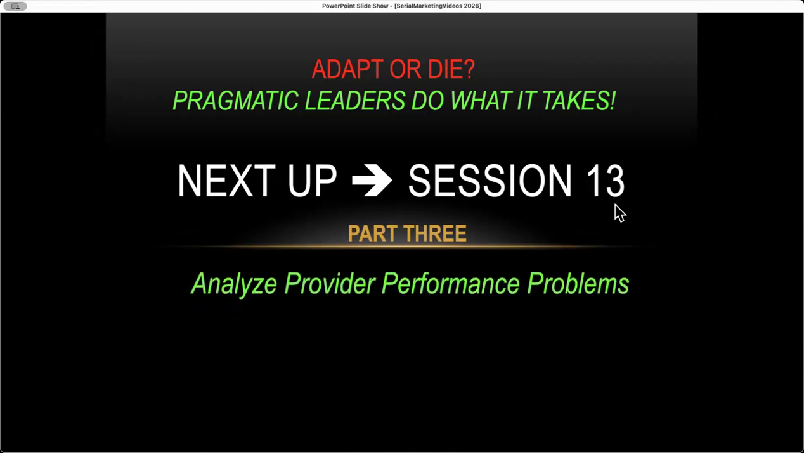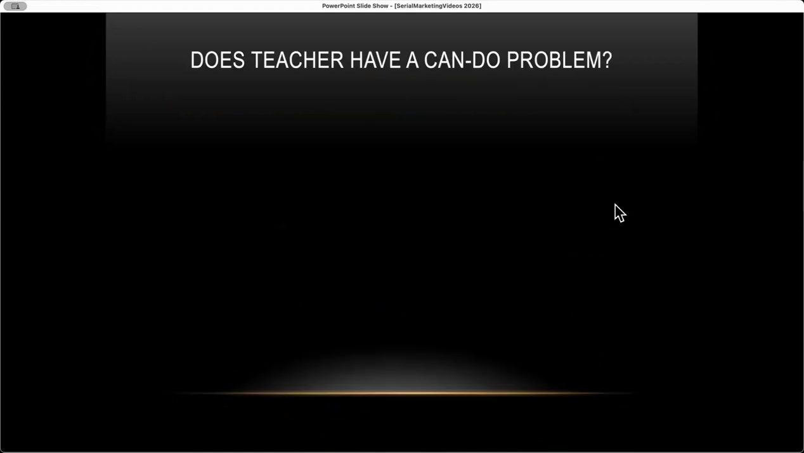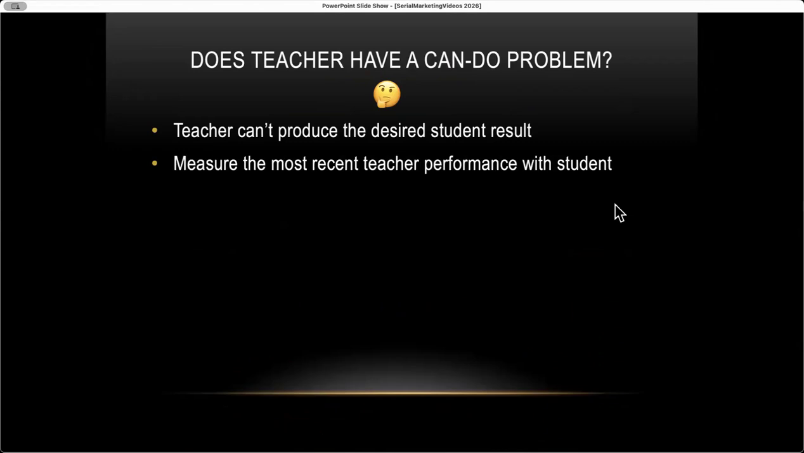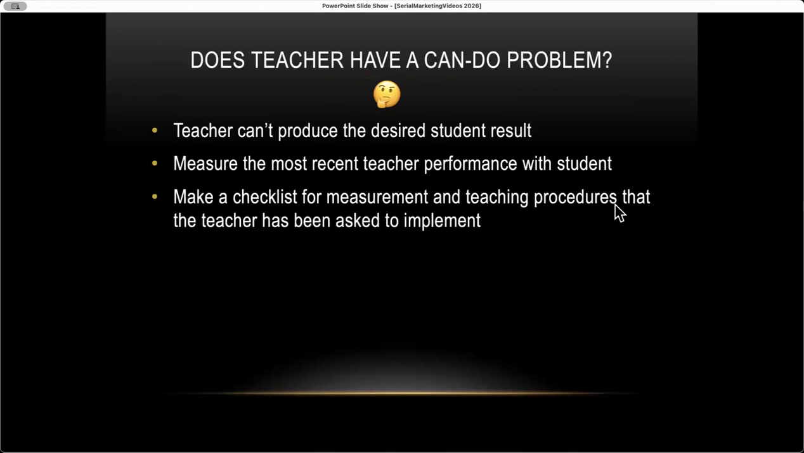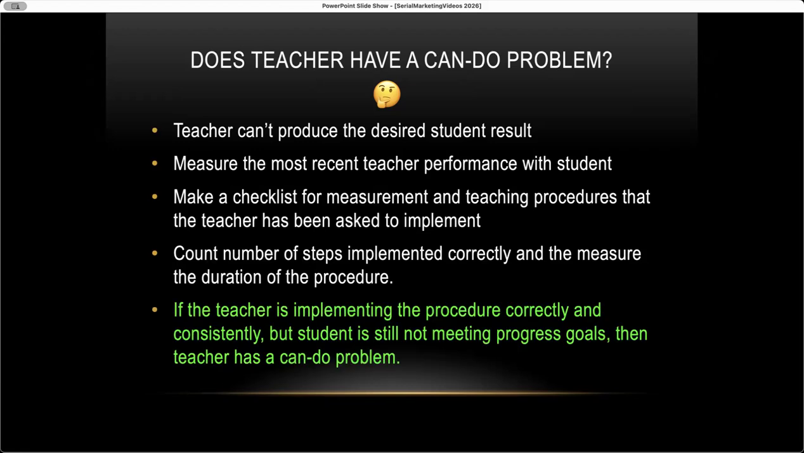Analyze provider performance problems. Does the teacher have a can-do problem due to inadequate resources? Does the teacher have a can-do problem? Teacher can't produce the desired student result. Measure the most recent teacher performance with the student. Make a checklist for measurement and teaching procedures that the teacher has been asked to implement. Count the number of steps implemented correctly and the measure of the duration of the procedure. If the teacher is implementing the procedure correctly and consistently, but the student is still not meeting progress goals, then the teacher has a can-do problem.